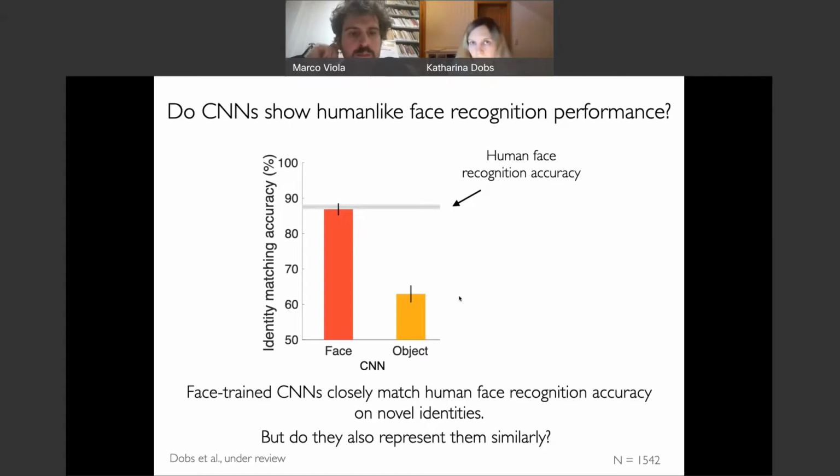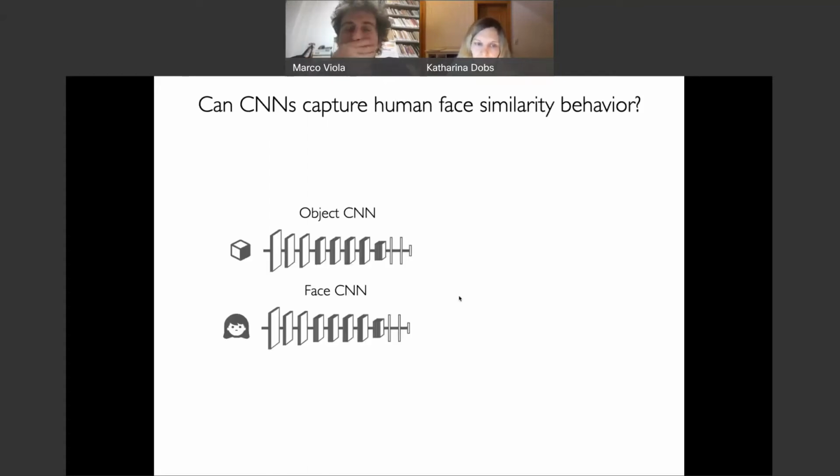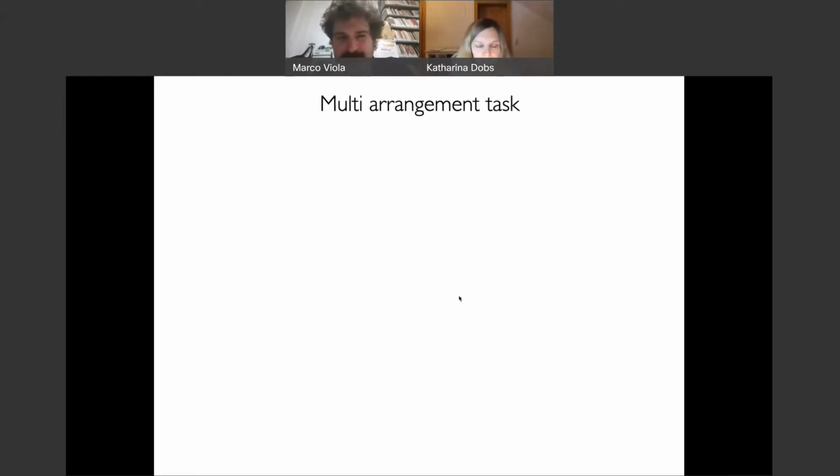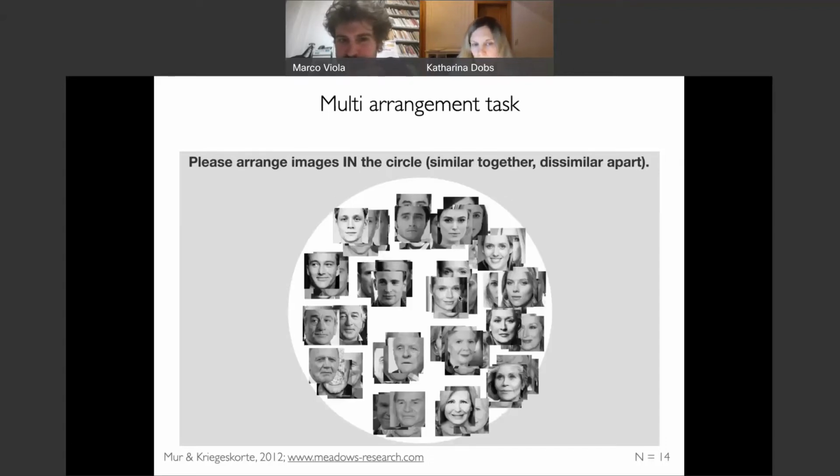But that's looking at overall performance. They can perform equally well, but do they represent these faces in the same way? That's what we wanted to find out next. So we asked: do CNNs capture human face similarity behavior? We took these two models and looked at whether they represent the faces, in particular the distance between individual faces, in a similar way. So we measured perceptual similarity in a multi-arrangement task, where we asked subjects to arrange 80 face images that you can see here in a circle according to their perceived similarity.